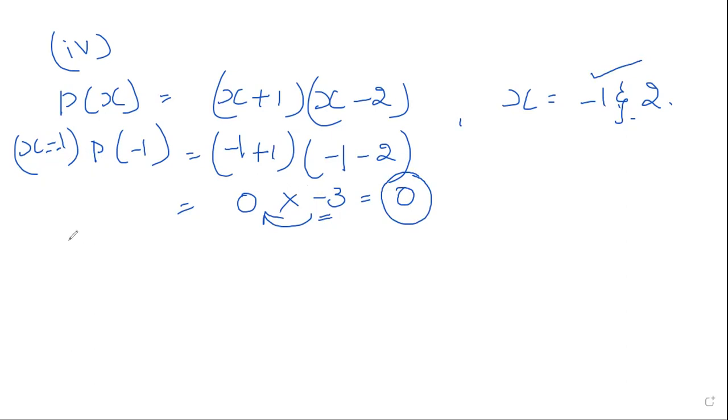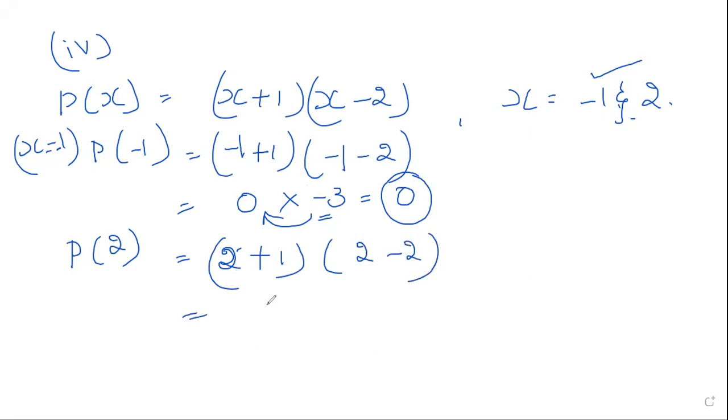Next one, P of 2. Write 2 in place of x. 2 plus 1, 2 minus 2. That is equal to 2 plus 1 is 3 into 2 minus 2 is 0. Again, we are getting 0 answer. So the value 2 is 0 of a polynomial. In both the cases, we are getting 0. So both the values, that is minus 1 and 2, we call them 0 of a polynomial.